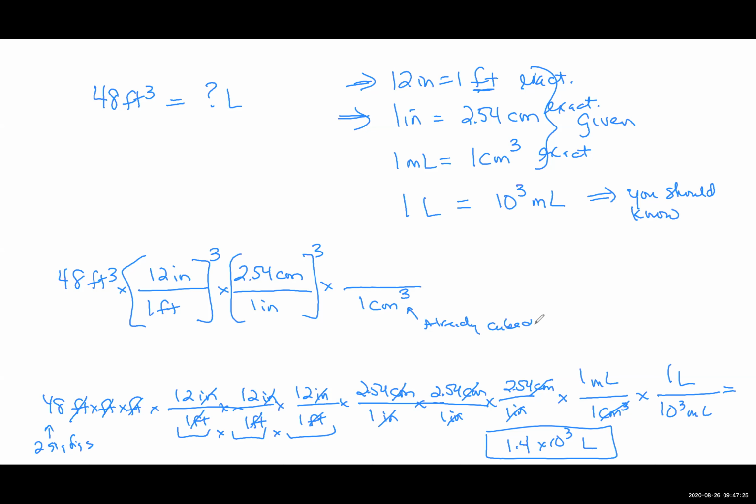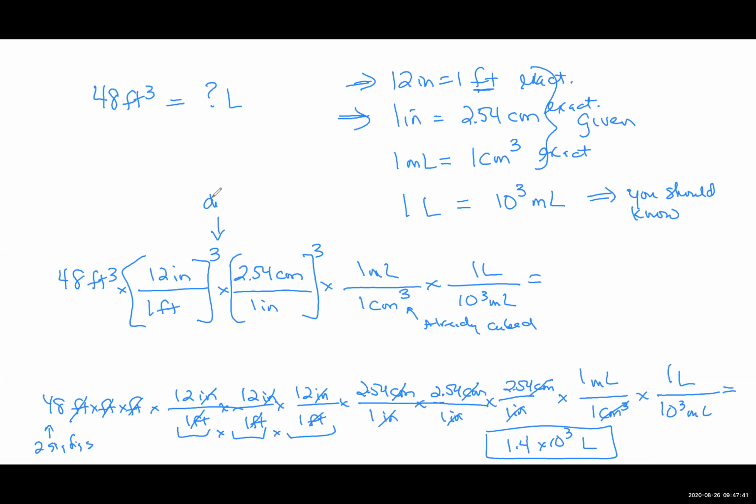So don't cube it again. That will bring it to the 9th, right? And then my last one would be 10 to the third milliliters is 1 liter. So you could write this in the shortened form. Now the downside of writing it in the shortened form is what happens if you forget to cube it, right?